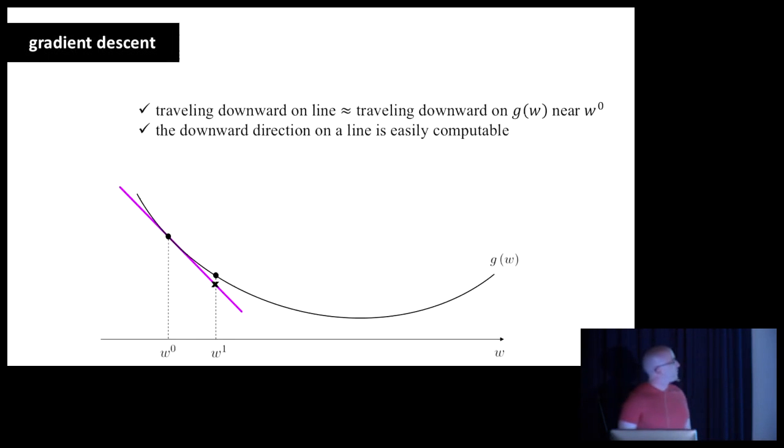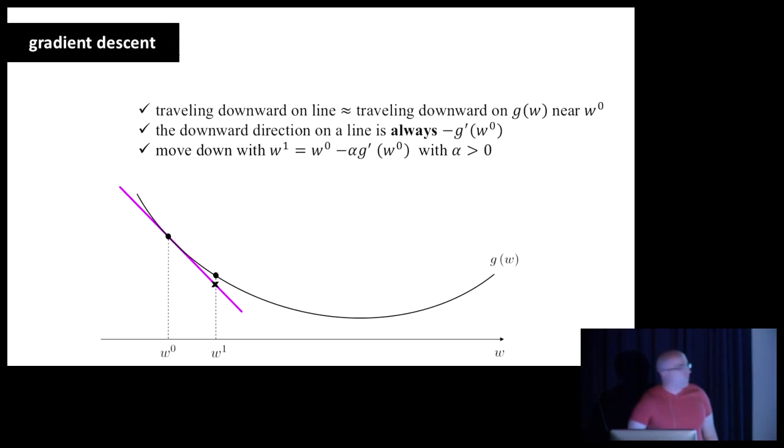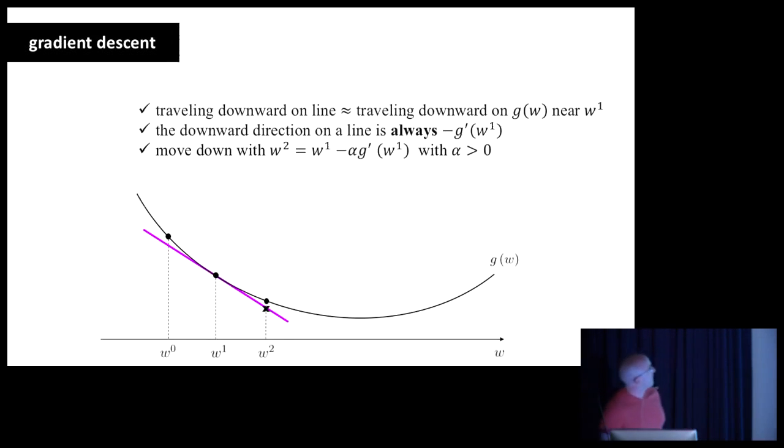And if it works for W0, then why not use the same intuition at W1 to go downhill a second time? So now I use the same intuition. I start off at W1, say. I draw the tangent line. I travel in the downward direction. What's the downward direction there? It's given by the negative derivative at W1. That was the downward direction at W0. It's the same thing at W1.